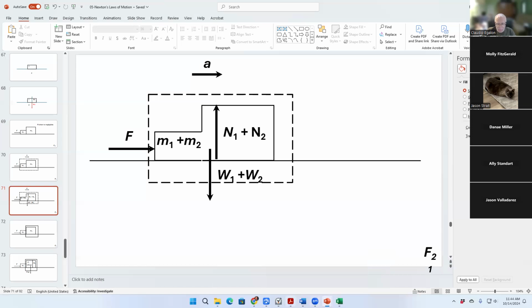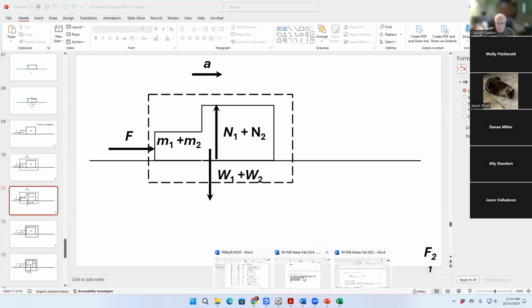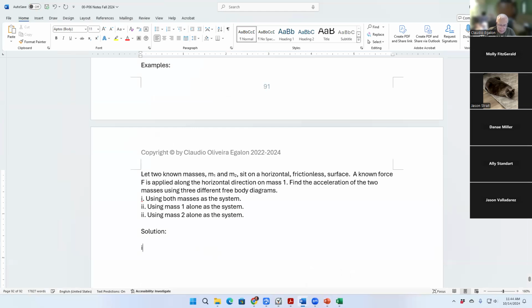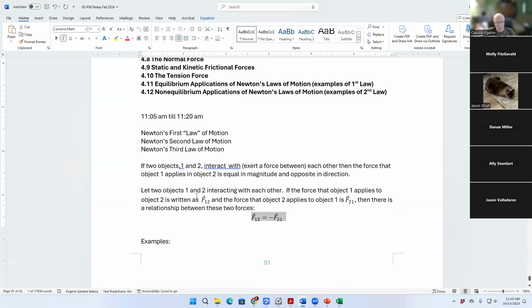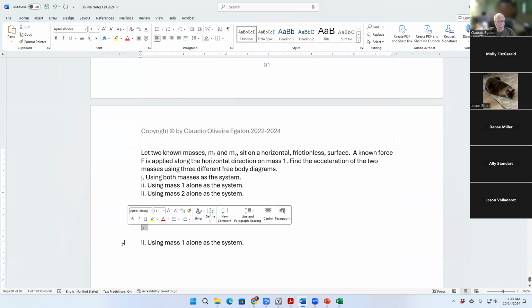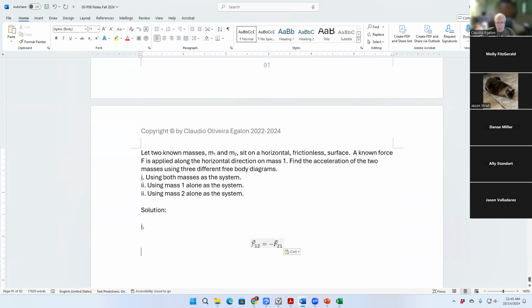So how do we solve it? Solution I. So the situation is like that. F net equal to net mass times acceleration, right? Net mass should be M1 plus M2.